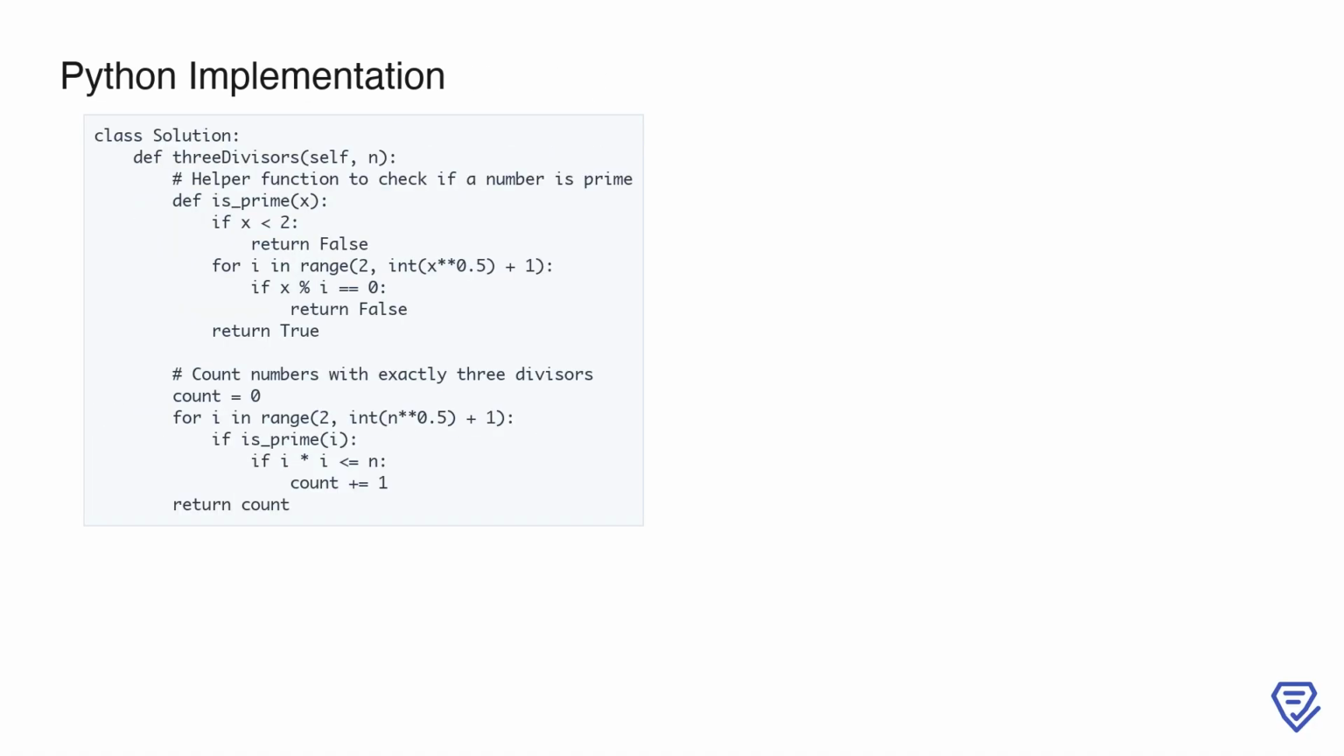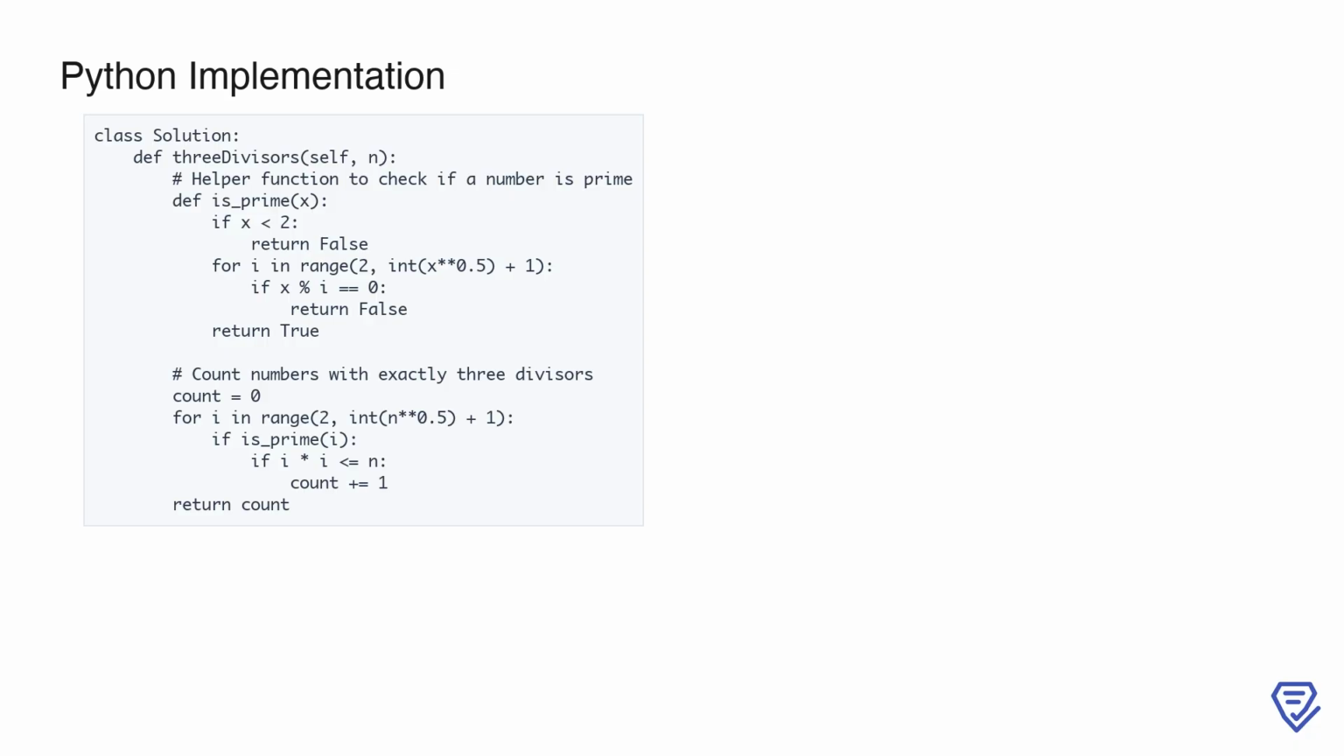This implementation solves the problem of finding how many integers less than or equal to n have exactly 3 divisors. Here's how it works. 1. Understanding the problem. A number has exactly 3 divisors if and only if it can be expressed as p squared, where p is a prime number. For example, 4 equals 2 squared, and its divisors are 1, 2, 4, hence, it has 3 divisors.